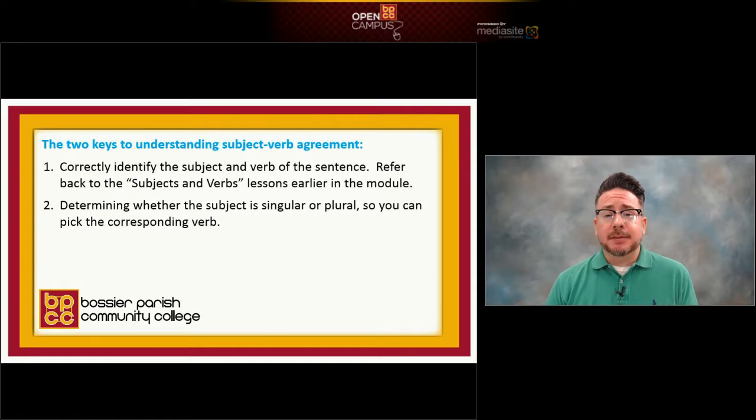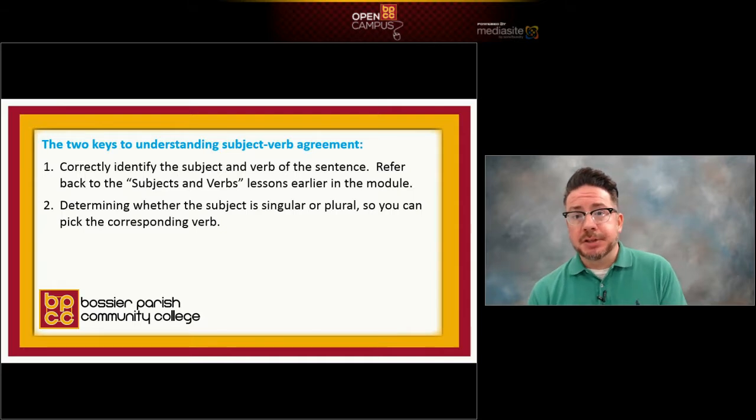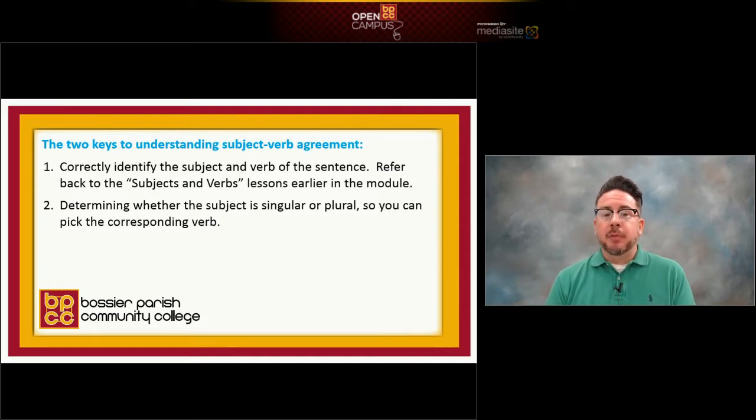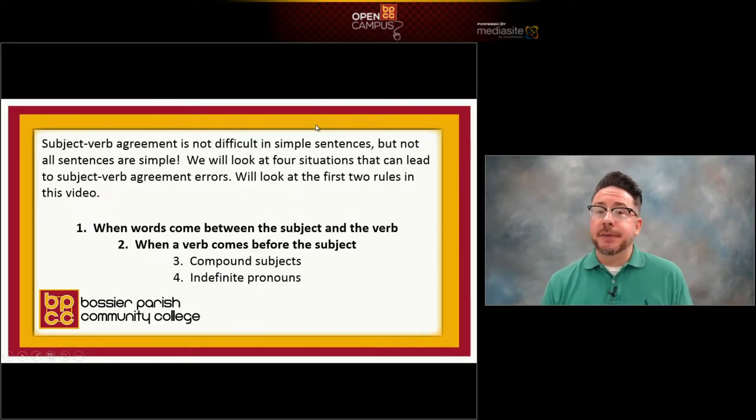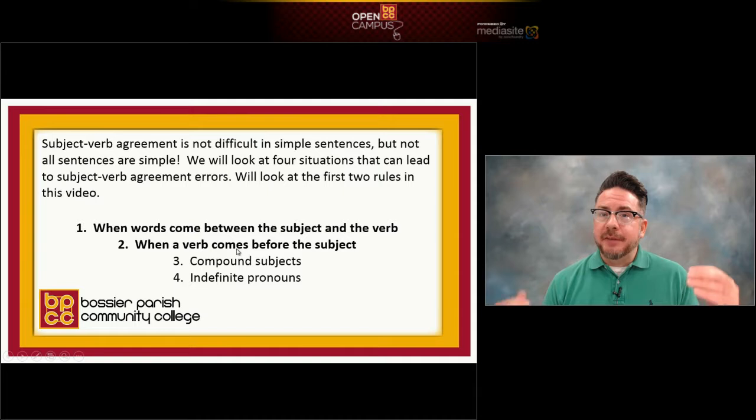Now, there are two basic rules to keep in mind, two keys to understanding subject-verb agreement. The first is that we have to correctly identify the subject and verb in a sentence. So if you're not sure about doing that, you may want to go back and review the subjects and verbs lessons earlier in this module. Once we have identified the subjects and verbs in a sentence, then we have to determine whether the subject is singular or plural, and then pick the corresponding verb. Pick the verb that matches.